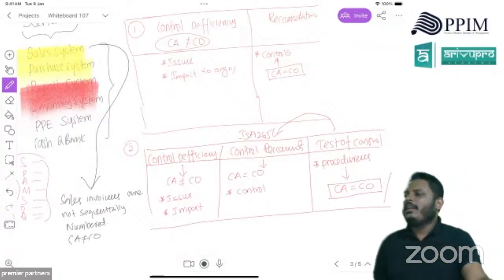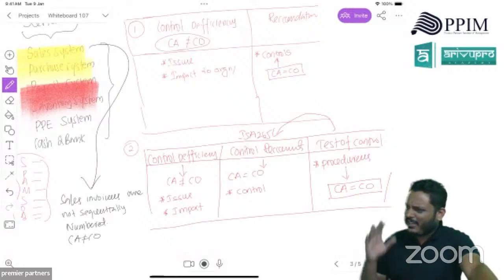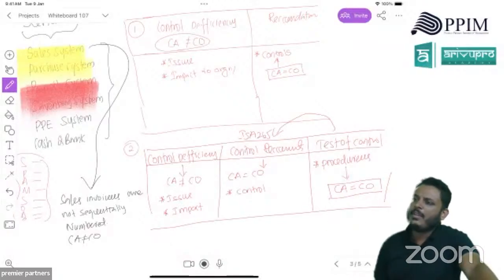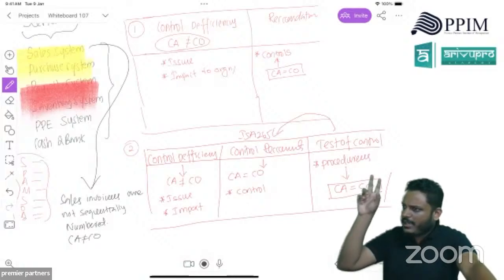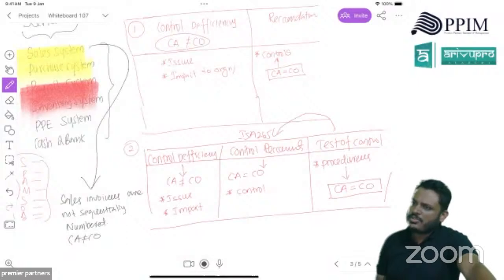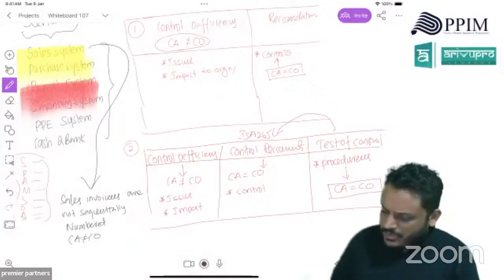Today for Indian students, yesterday I got a text from Gopulnath. Okay, don't worry. I'll share the substantive procedures and all the theory, whatever materials I have, I shared with you. In that material, I summarized everything, substantive procedures and test of controls. So just go through it, then you get a clear idea. With that knowledge, students, with that knowledge.